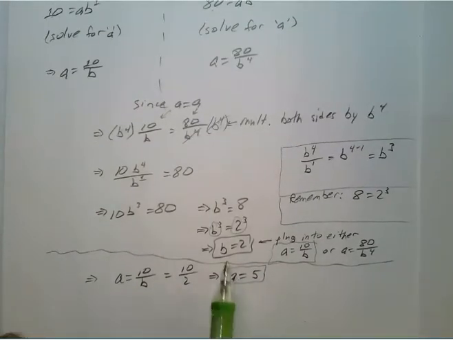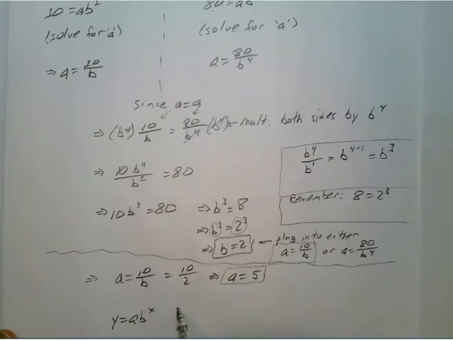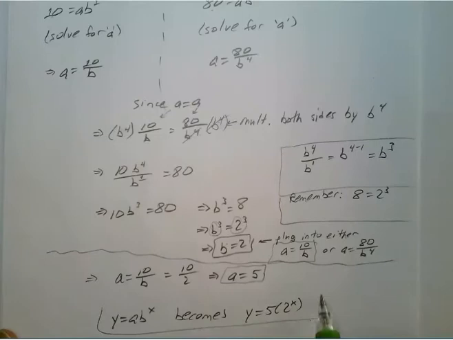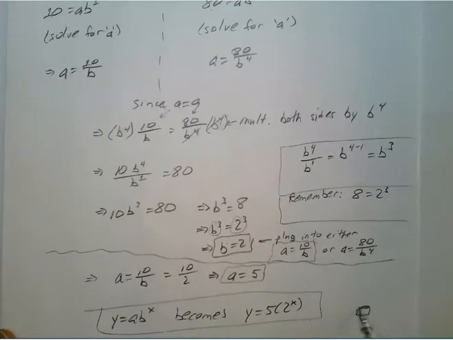Okay, so you have your a, you have your b, just plug it into your general equation. So y equals a b to the power of x becomes y equals 5 times 2 to the power of x. And that is your exponential function that describes this particular graph. All right, so hopefully this made sense, and I will see you on the next video.